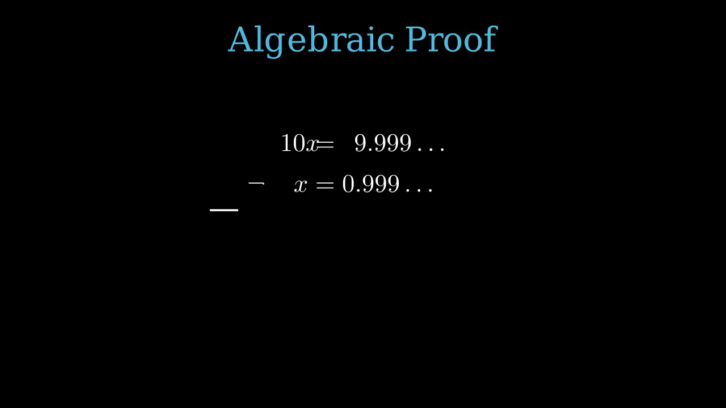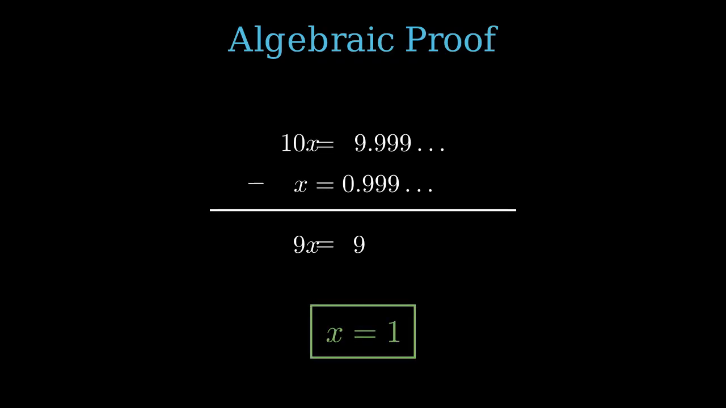10x minus x leaves us with 9x. On the other side, 9.9 repeating minus 0.9 repeating perfectly cancels out the infinite string of nines, leaving us with exactly 9. So, if 9x equals 9, then dividing both sides by 9 tells us that x must equal 1. Since we started by saying x equals 0.9 repeating, we have mathematically demonstrated that they are identical.